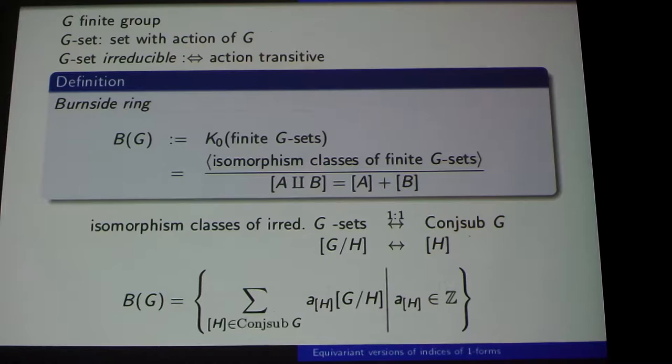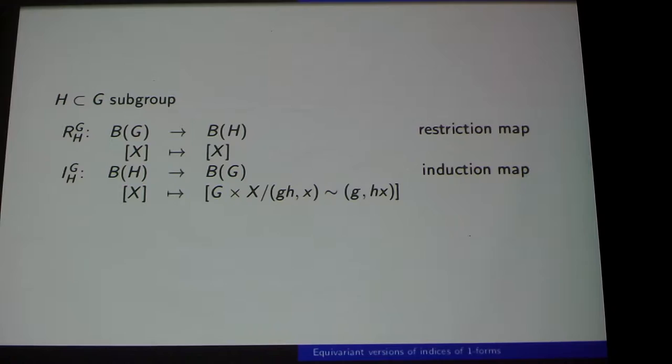So let me briefly introduce two notions. If one has a subgroup H in G, one can consider, like in representation theory, a restriction map and an induction map. The restriction map goes from the Burnside ring of the bigger group to the Burnside ring of the smaller group. It simply means that X, which is considered as a G-set, is considered as an H-set.